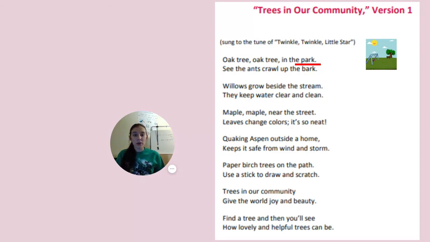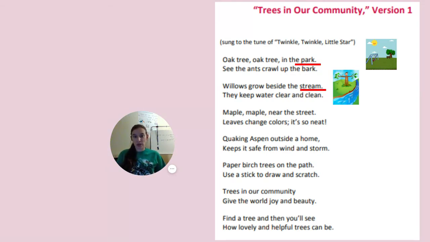Okay. Willows grow beside the stream. They keep water clear and clean. Where is this tree? Yes, this tree is by a stream.